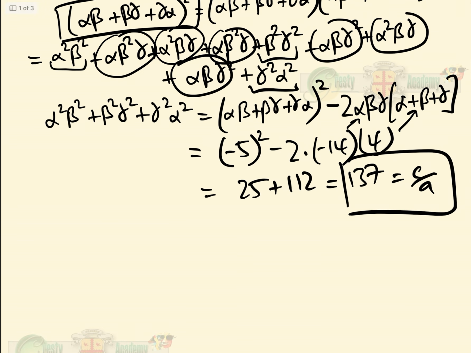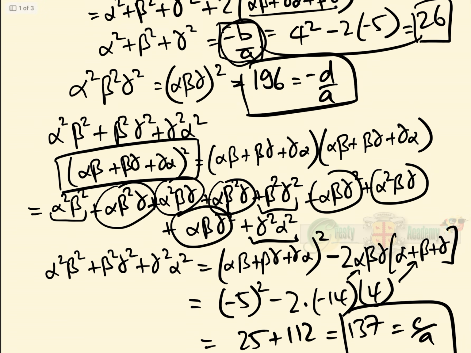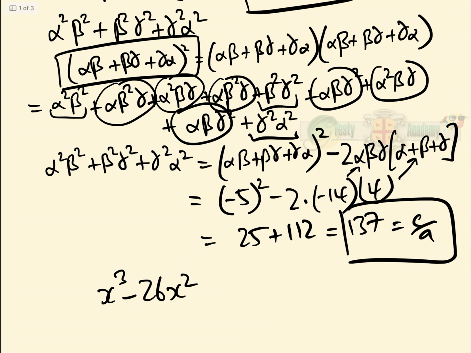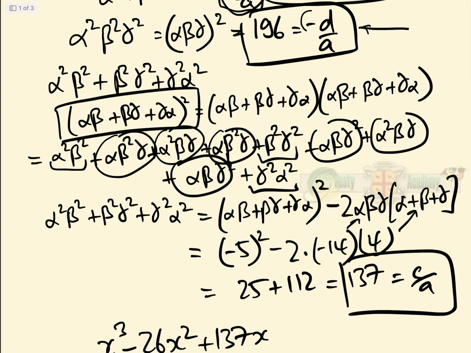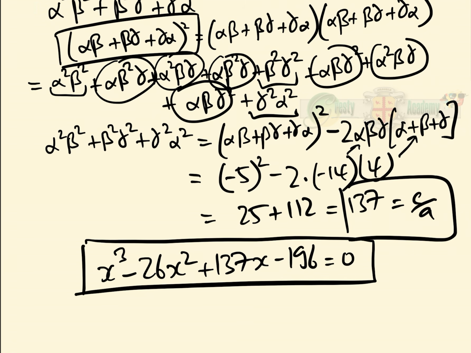So we can now write our solution, which is x cubed minus 26x squared, which is the B over A. And remember, minus B over A is 26, so B is minus 26. C is this one, 137, the one that we just worked out, 137x, and then D over A is 196, so therefore D is minus 196 equals 0, and we have our answer. But you can see it is a little bit messy, and there is a really neat way to get this.